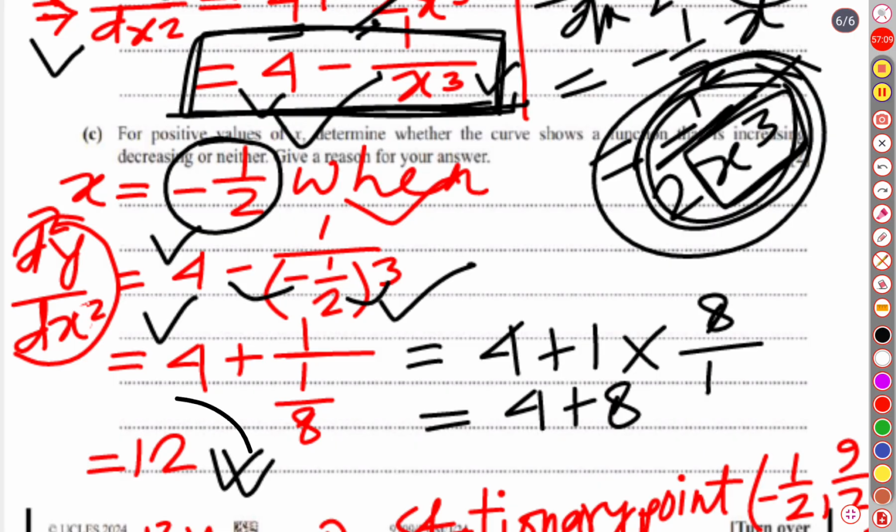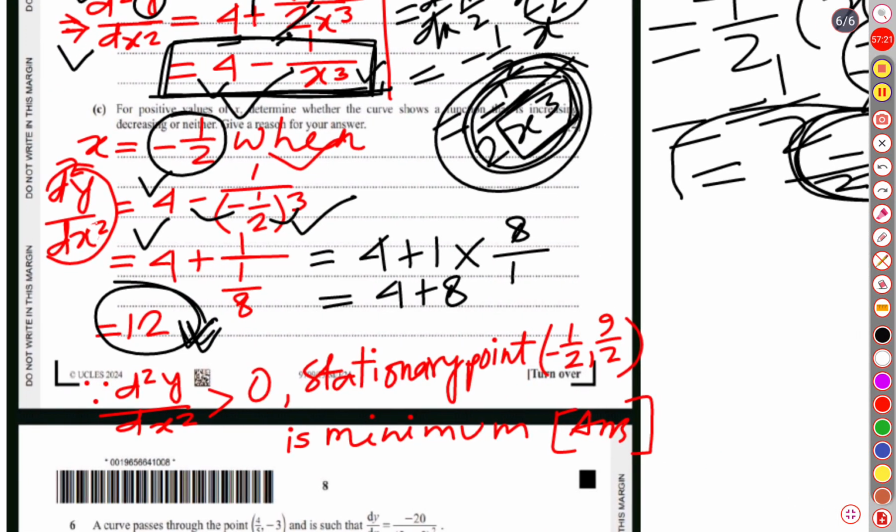So as the second derivative, d squared y over dx squared, is more than 0, this is actually a minimum point. Let me show you how to write this. We will write, since d squared y over dx squared is greater than 0, stationary point. What were the corresponding points when x is equal to negative half? We have already obtained in the previous solution that the y coordinate is 9 over 2. When the point is negative half and 9 over 2, then this is a minimum.